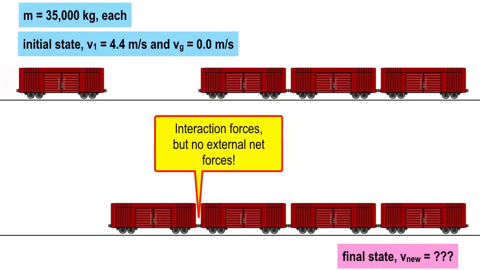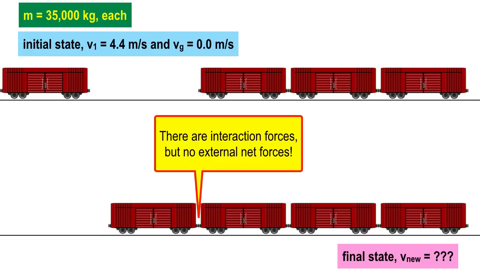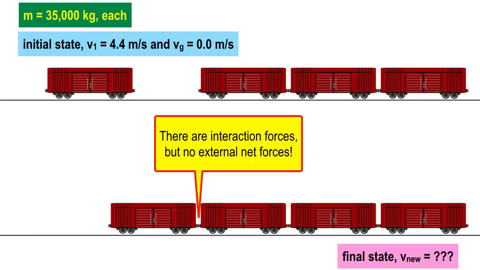So let's take a look at trying to make sense of all this. The mass of each one is 35,000 kilograms. Number one is moving to the right, so go ahead and write in a velocity arrow for it, V1. And these other guys over here, box cars 2, 3, and 4, are at 0.0 meters per second. They're at rest, so the momentum for those is also 0.